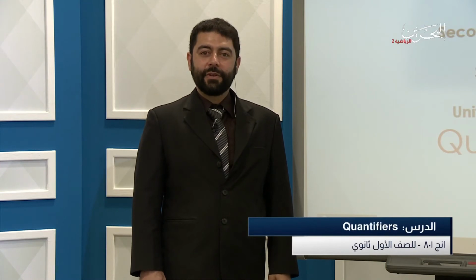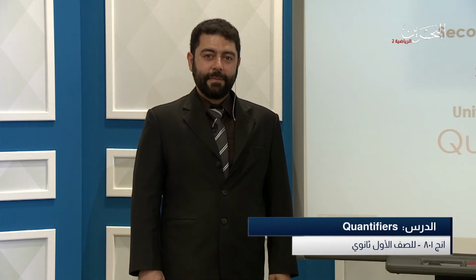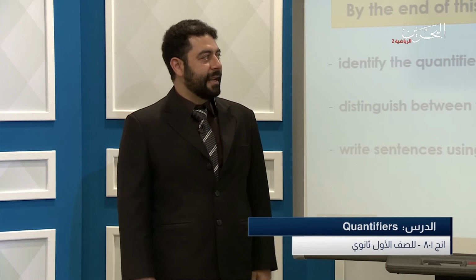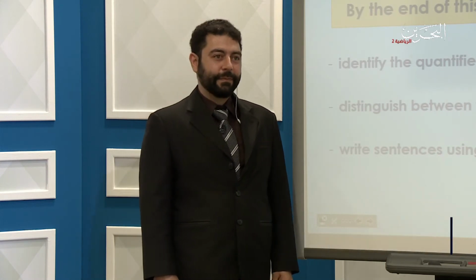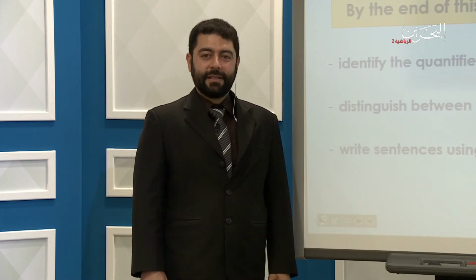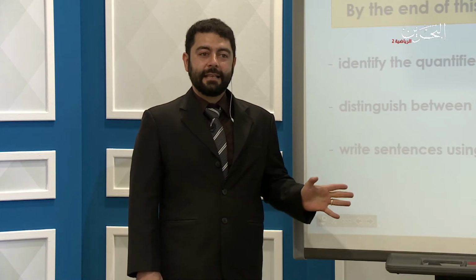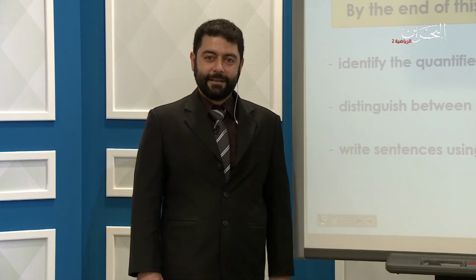This lesson is for English 801, Unit 1, Lesson 1.5: Quantifiers. Before we begin, have a piece of paper and a pen, and let's begin. By the end of this lesson, you'll be able to identify the quantifiers, distinguish between the two types of quantifiers, and write sentences using quantifiers accurately.